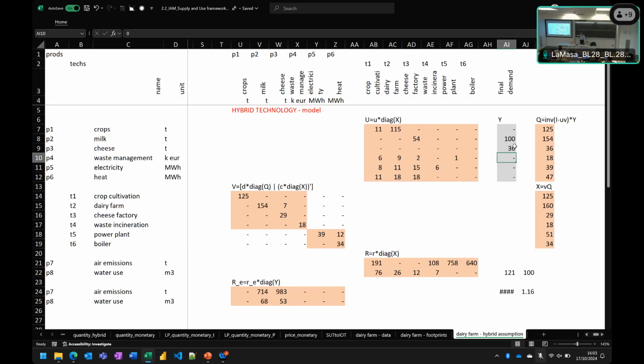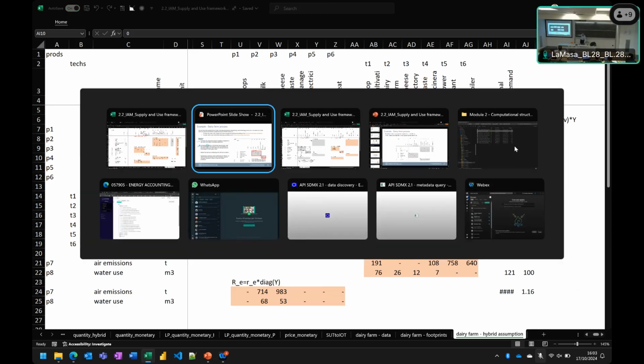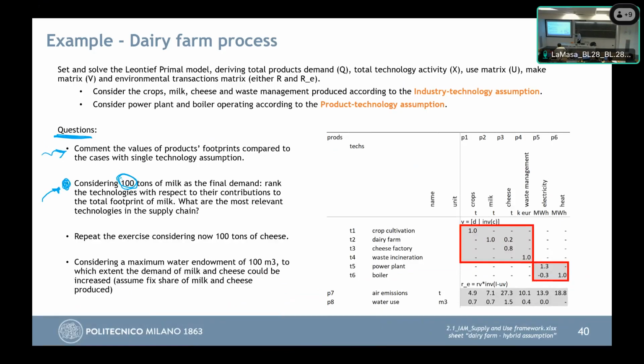By the way, sorry, there is also one very final question, but I invite you to try to solve it on your own. You have a model now, so you can also do some more advanced studies. For example, considering a maximum water endowment of 100 cubic meters, to which extent could the demand of milk and cheese be increased? Assume a fixed share of milk and cheese produced. So if I'm increasing the production of milk and cheese, how much milk and cheese can I produce in order to hit the limit of 100 cubic meters? And you can start doing some more sophisticated analysis.